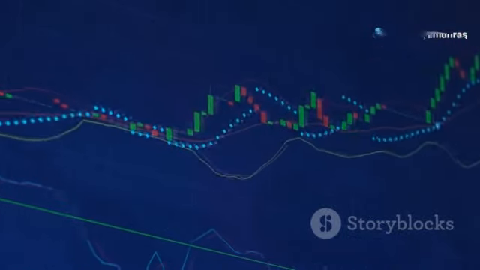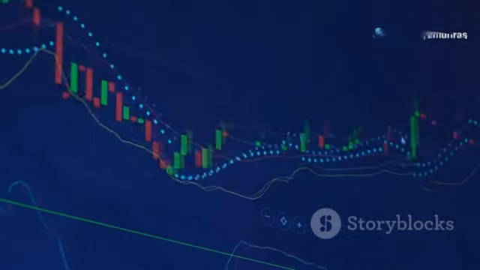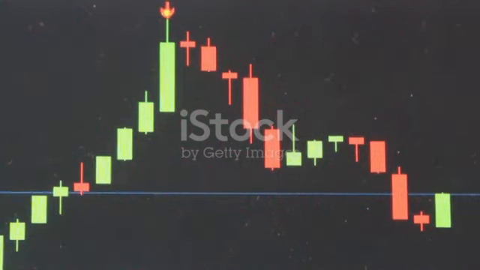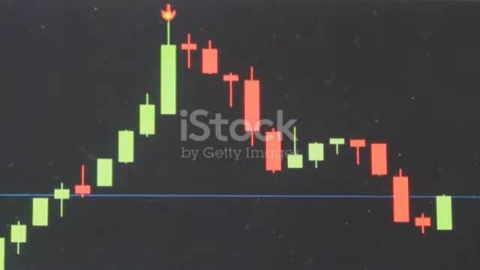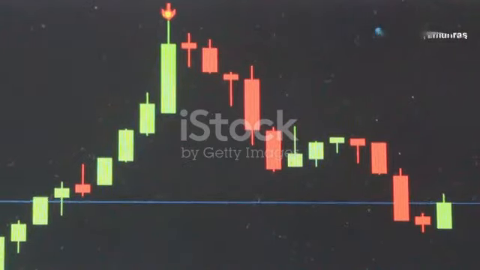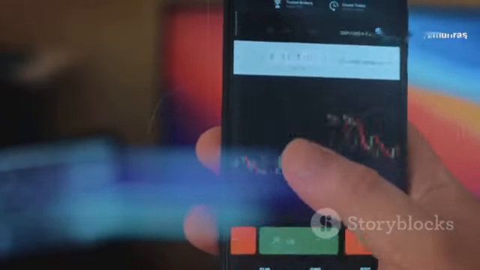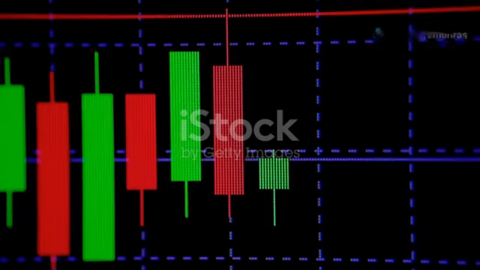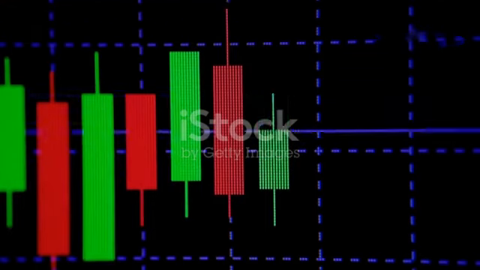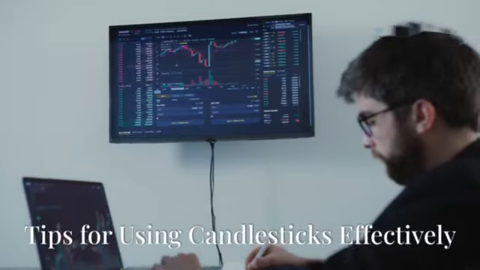But it's not just about identifying trends. Candlestick patterns can also help you time your trades more effectively. By spotting potential reversal patterns, you can enter trades at more favorable prices and potentially maximize your profits. And let's not forget about risk management. Candlestick patterns can provide visual clues about the strength of a trend, helping you set appropriate stop-loss levels to protect your capital.